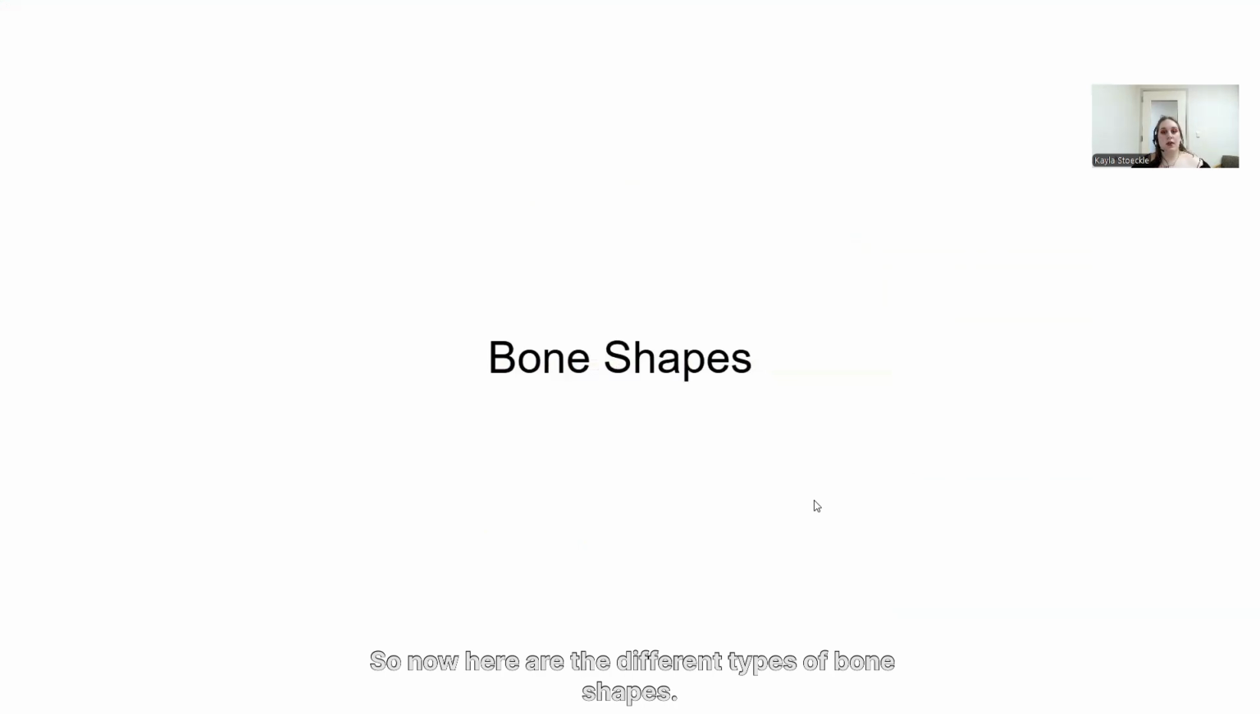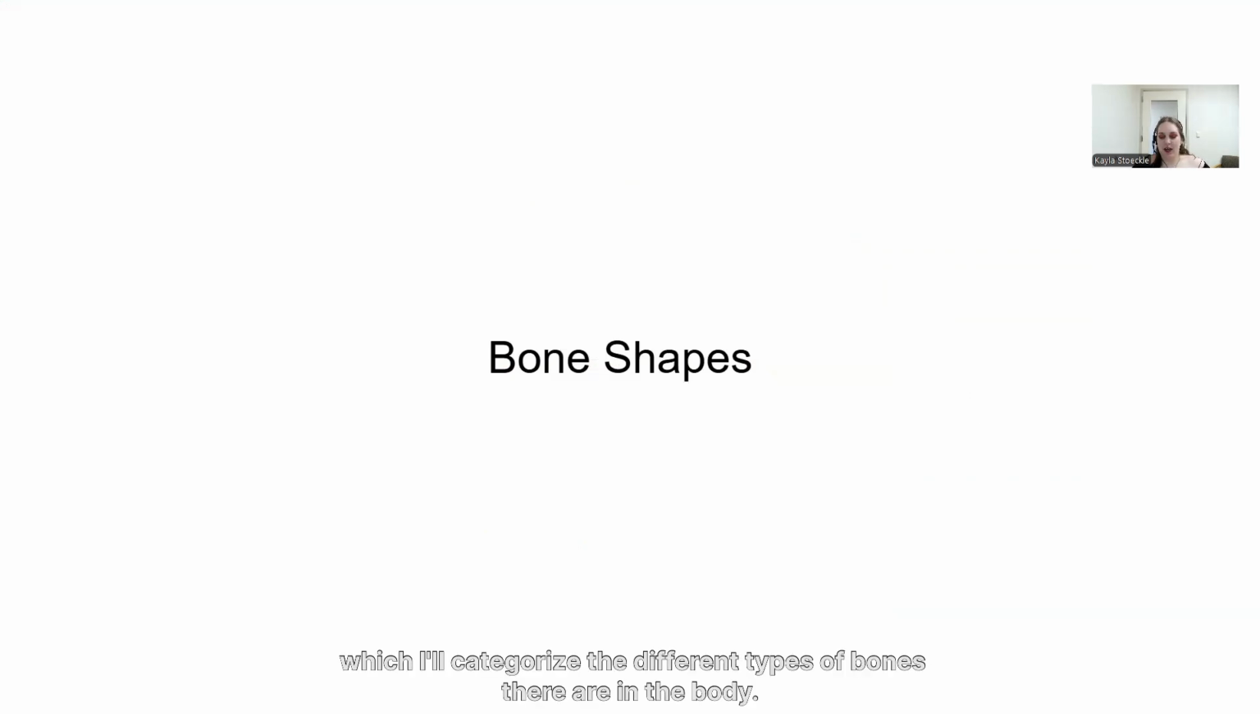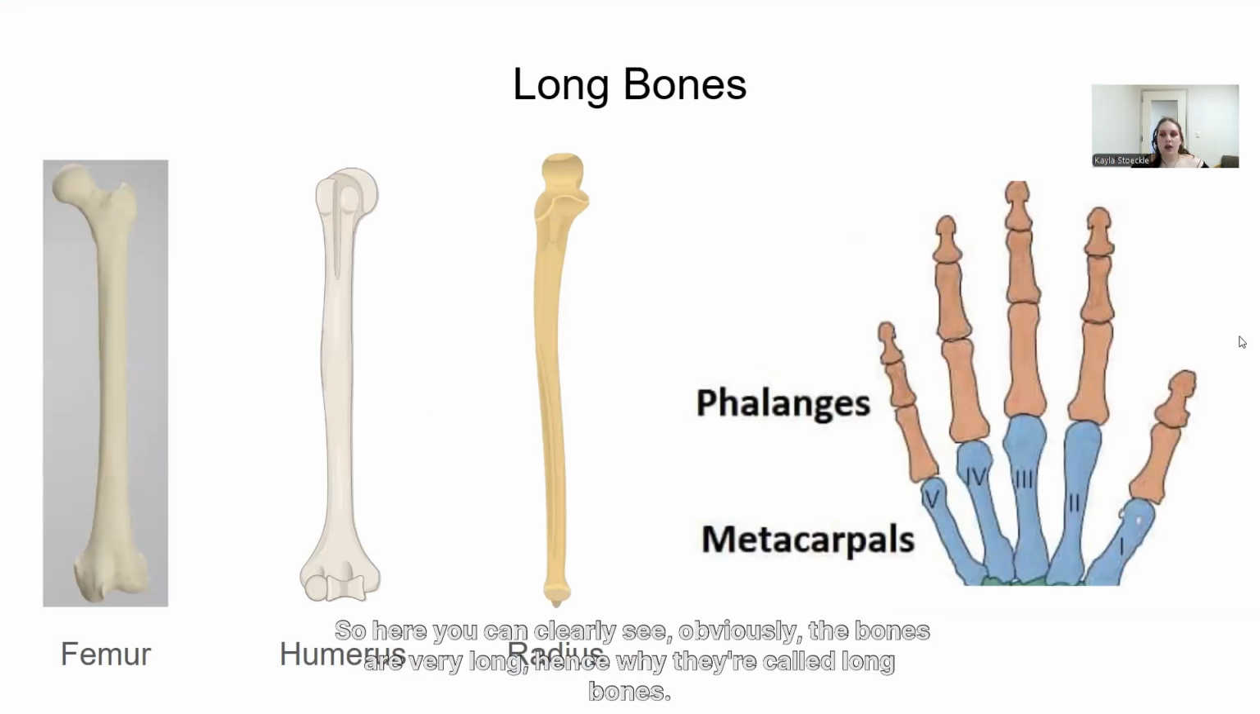So now here are the different types of bone shapes. There are multiple classifications of bone shapes, which help categorize the different types of bones there are in the body. So the first type of bones I'll go over are long bones. These are bones where the length is larger than the width. So here you can clearly see, obviously, the bones are very long, hence why they're called long bones.